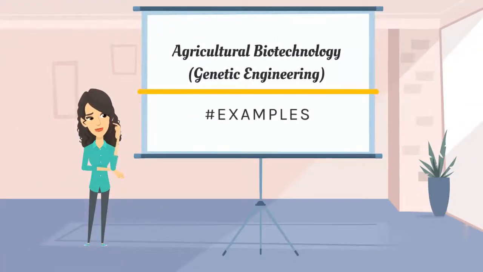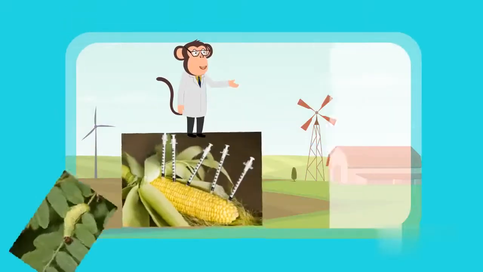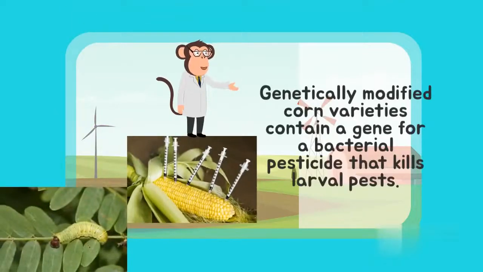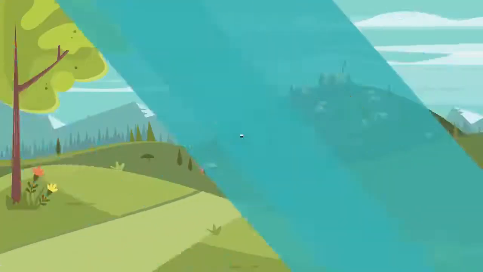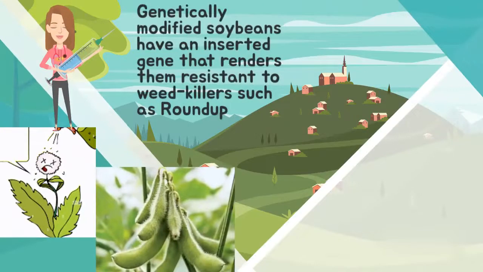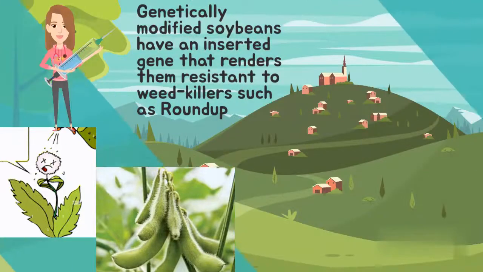After knowing all of the advantages brought by genetic engineering, now let's think about examples of the crops that can be produced from genetic engineering. The first example of the crops is genetically modified corn. A gene which is responsible for the bacterial pesticide is added into the corn to kill the larval pests. The next example is genetically modified soybeans. The soybeans are inserted with a gene that renders them resistant to weed killers such as Roundup.